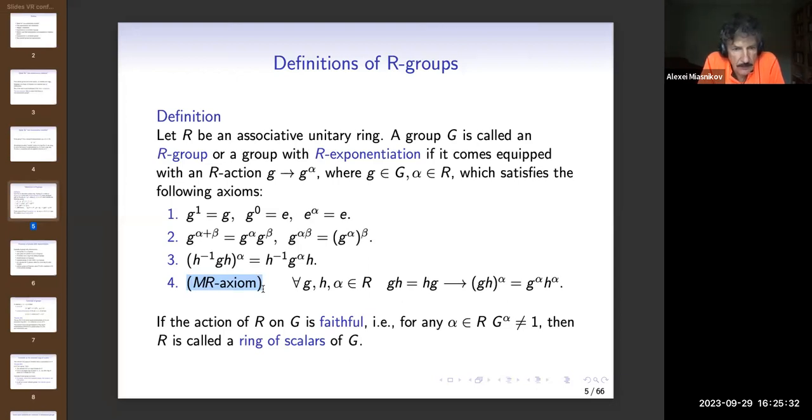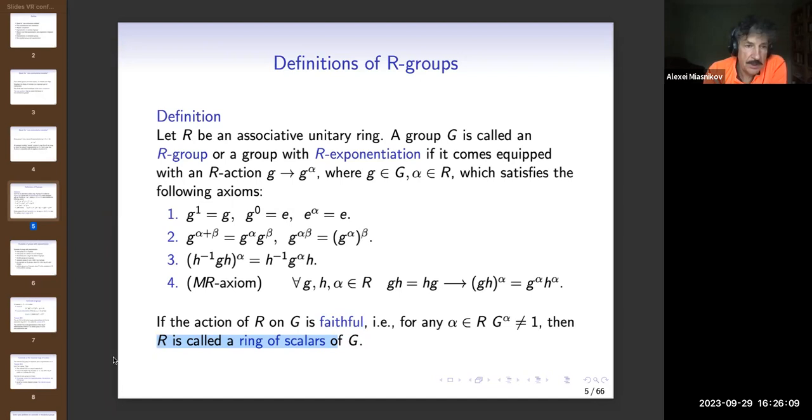So these are four axioms which define R exponentiation. And the action of R is faithful if every non-zero alpha should act non-trivially on some element in G. In this case, if it's faithful, I will call R a ring of scalars. Again, it could be that R is non-commutative.